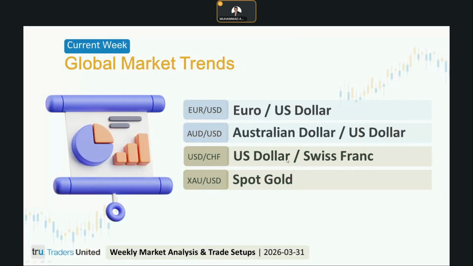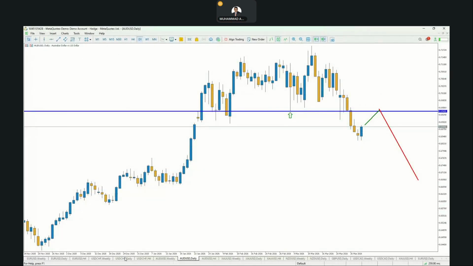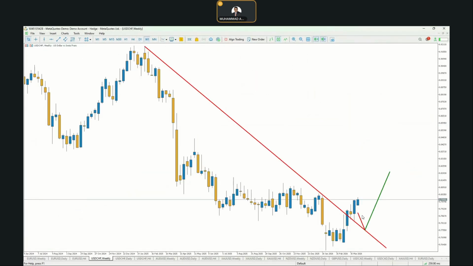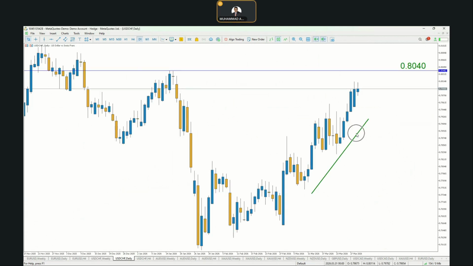Next one is the US dollar Swiss franc. US dollar Swiss franc weekly time frame. It looks kind of bullish. We got this breakout over here. Okay, so the way I see it, market is probably going to rise up first and then expect some sort of a bearish pullback. So to me, the trend is up in US dollar Swiss franc. If we take a look at daily, same story. Price action is going up.